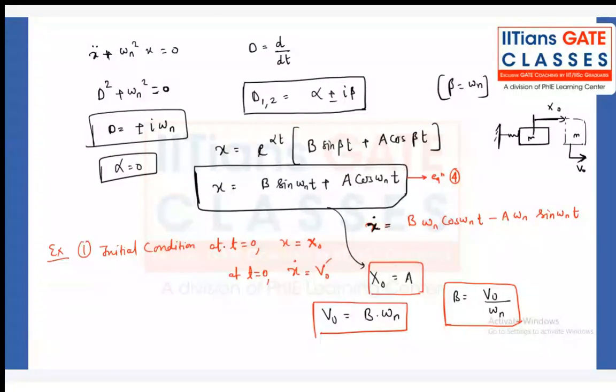For example, we have an initial condition at time t equal to 0: x is equal to x naught, and at time t equal to 0 we are releasing it with a certain velocity. If you put in the boundary conditions, you are going to get A and B. Just note down.